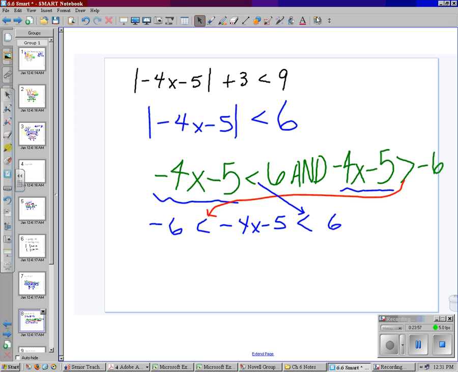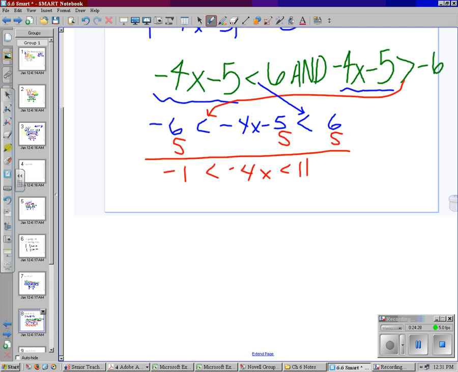Now you can solve it as an "and" statement. What are you going to do first to solve it as an "and" statement? You're going to add 5 to everything. So add 5, add 5, add 5. What will happen on the left-hand side when you add 5 there? Colin, what do you get on the left hand? A negative 1. And then what do you get in the middle? Negative 4x. And what do you get on the right? 11.